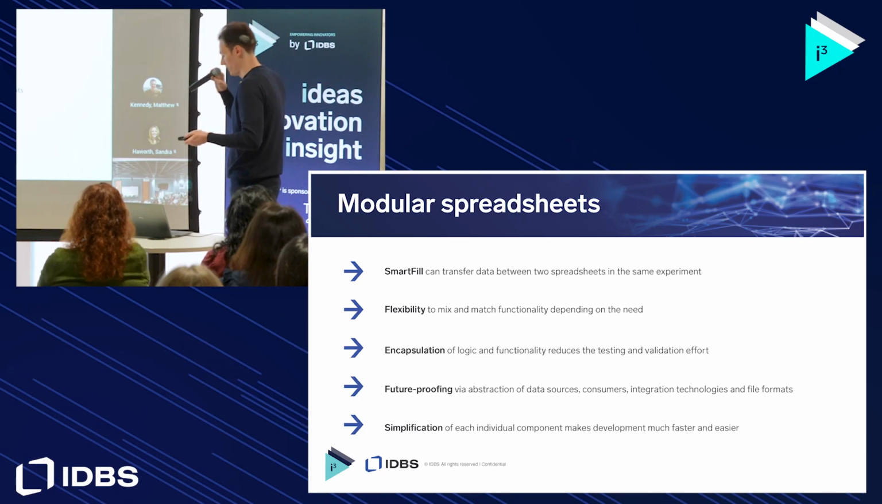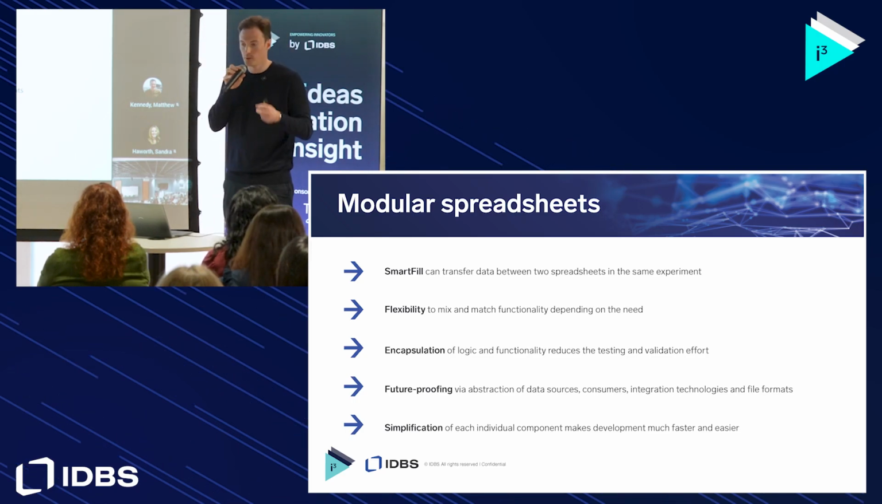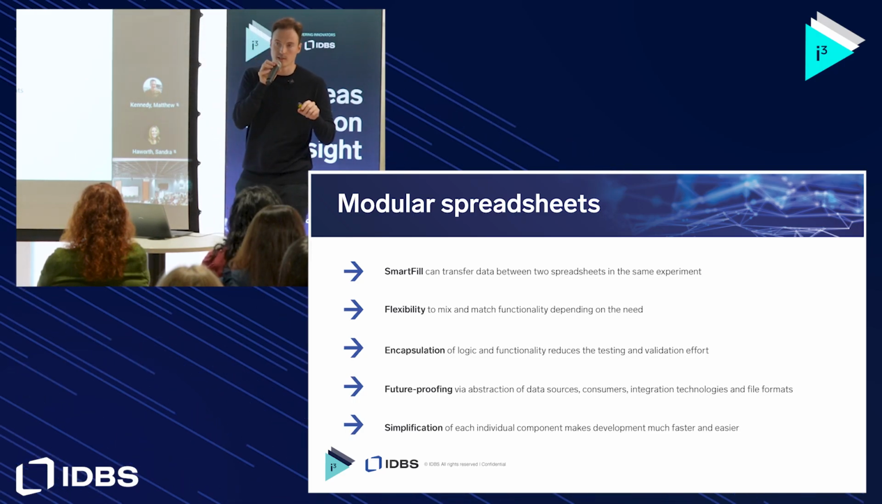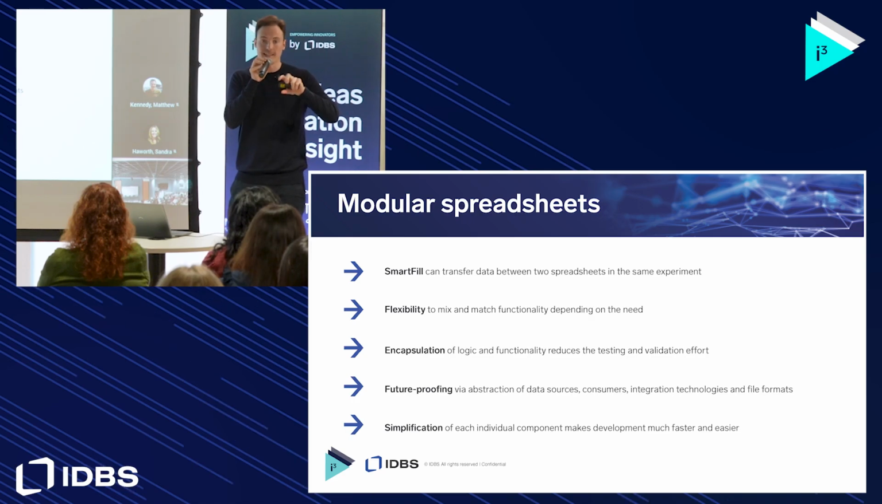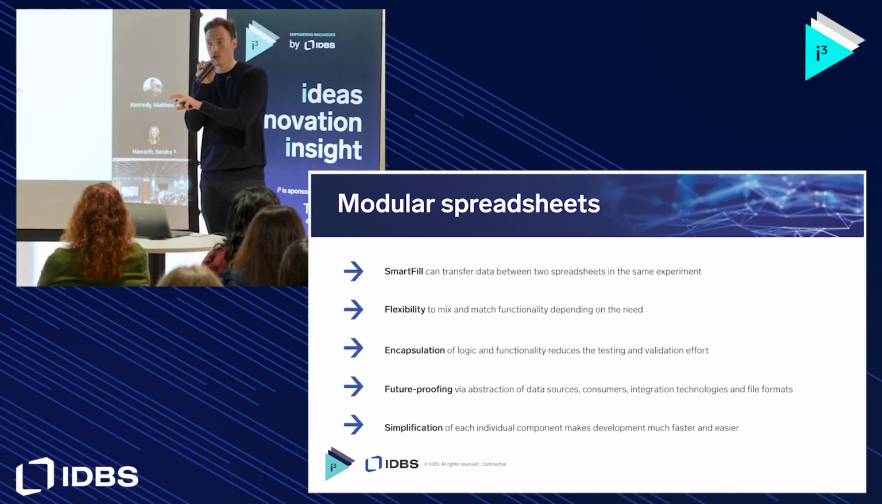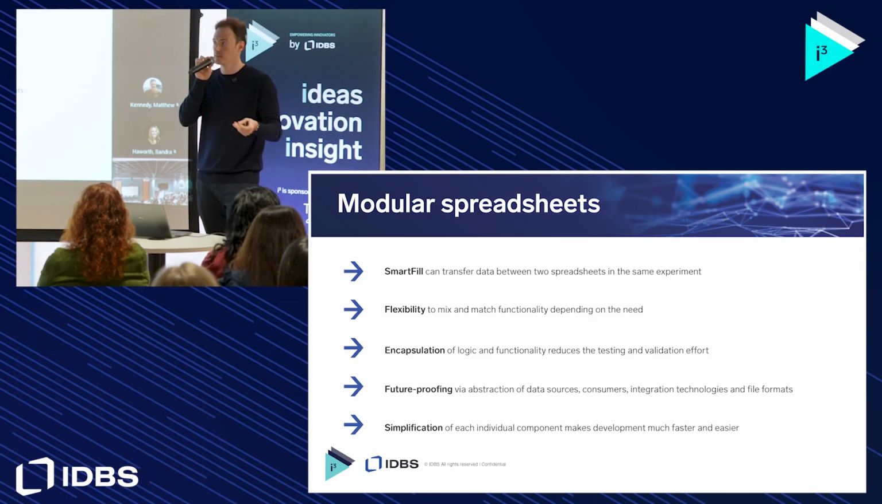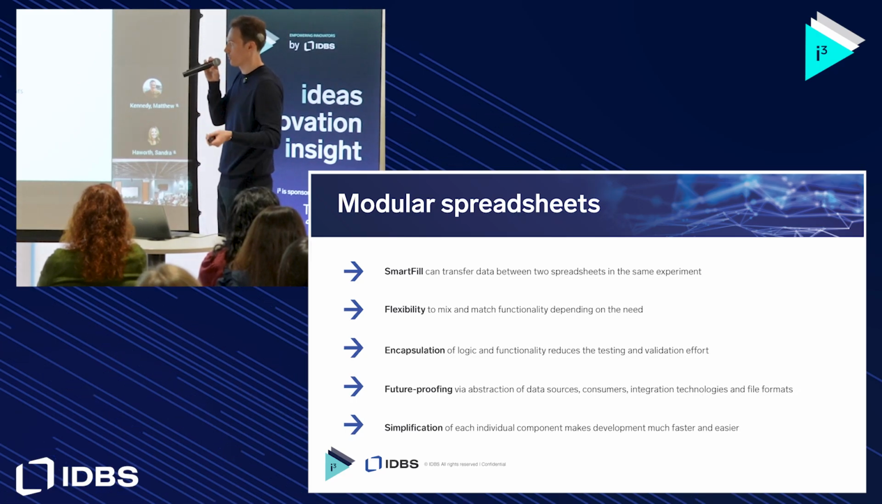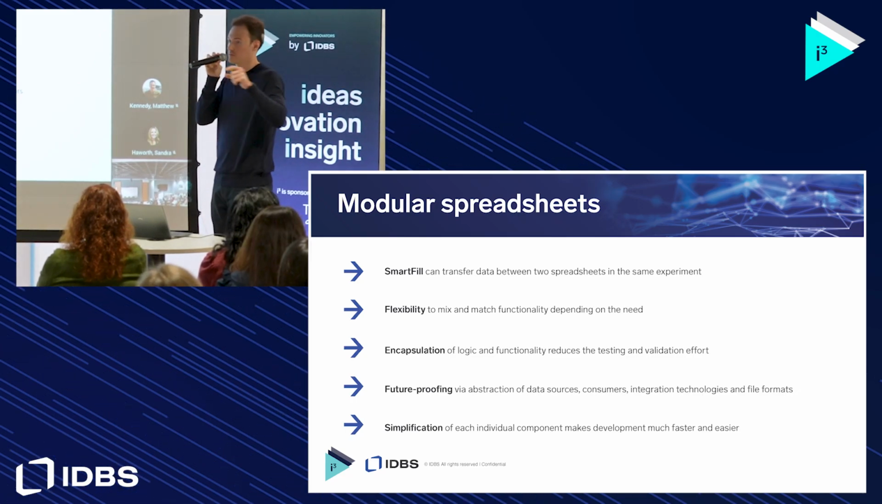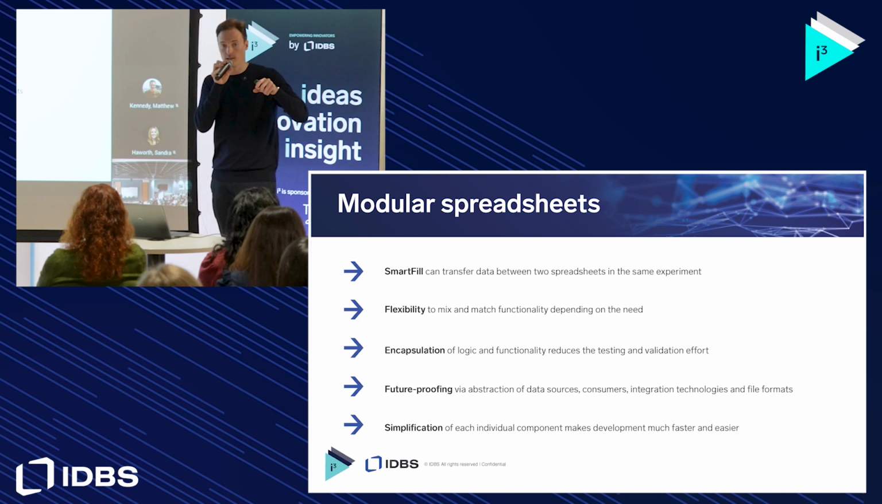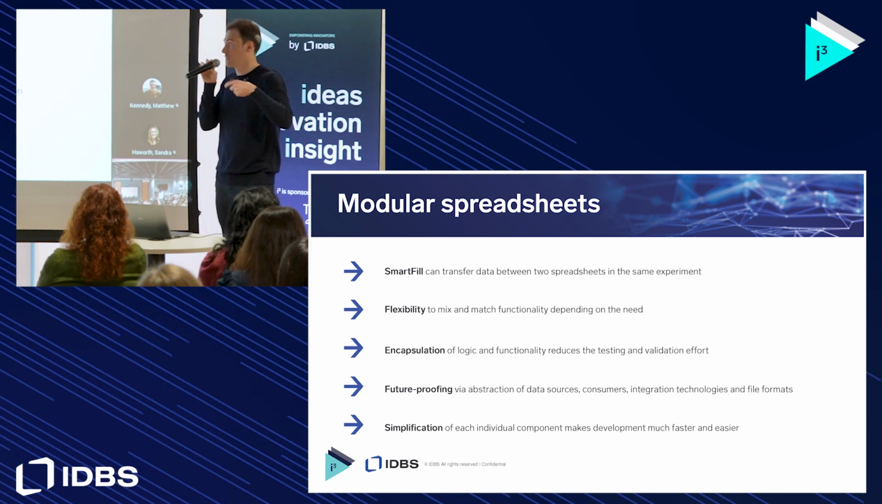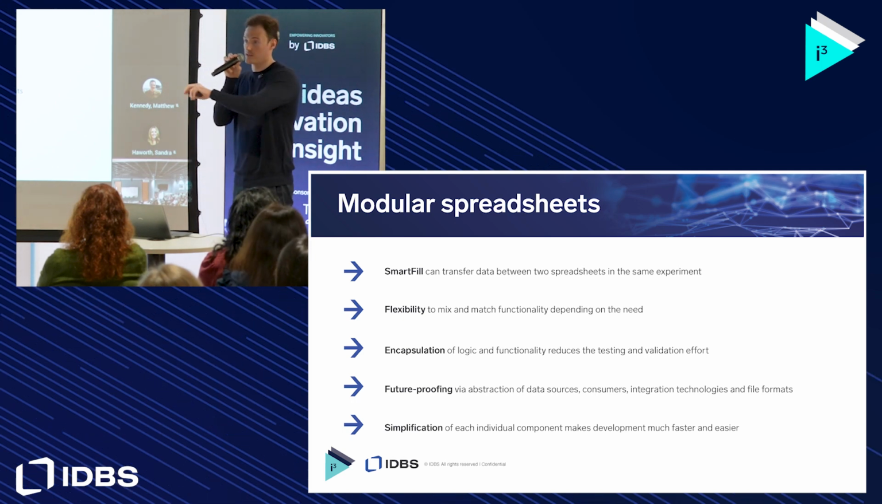Encapsulation is the next point. This is about putting all of the logic and functionality into one spreadsheet, and keeping it separate from all your other functionality in your other spreadsheets. So if you have your main chromatography workflow, and a separate modular spreadsheet which does all the integration logic, then if you need to update the integration, you can do that, and it doesn't affect your main spreadsheet.